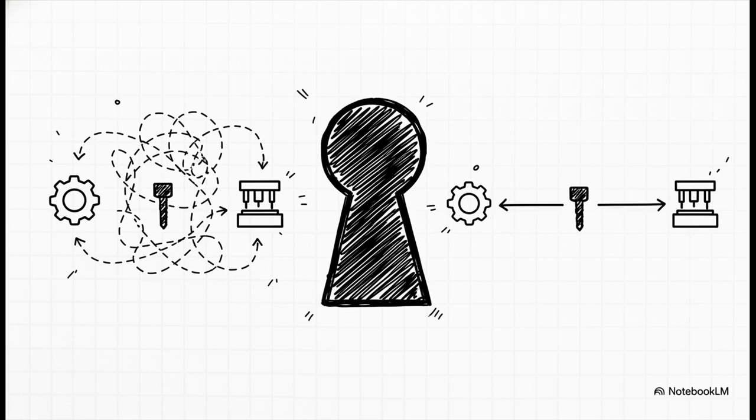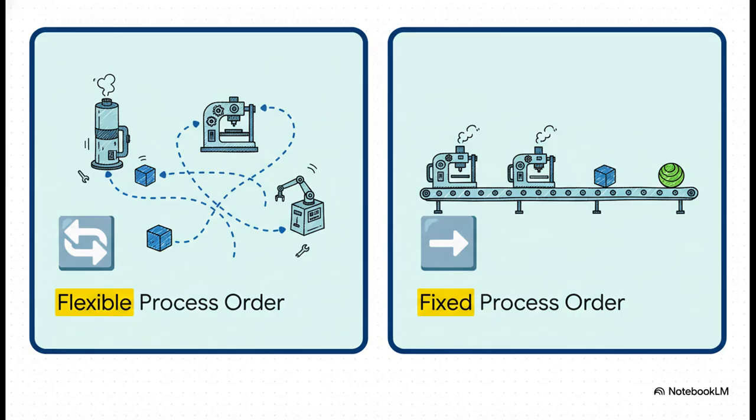Think of it like this. Is the path the product takes through the factory flexible and changing, or is it a single, straight, unchangeable line? This one idea is the key that unlocks everything else. And this lays it out perfectly. On one side, you have these methods where the order of operations can totally change depending on what you're making. And on the other side, you've got this rigid, locked-in, one-way street. So let's start with the most flexible of them all.